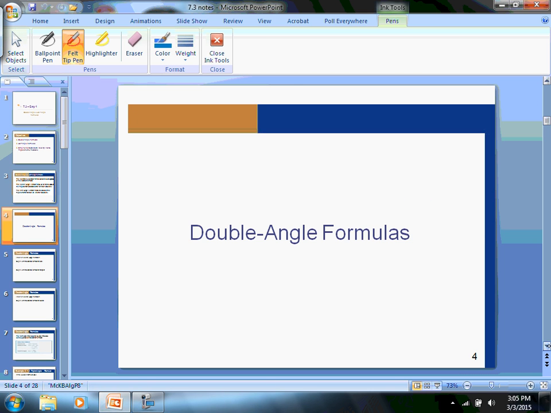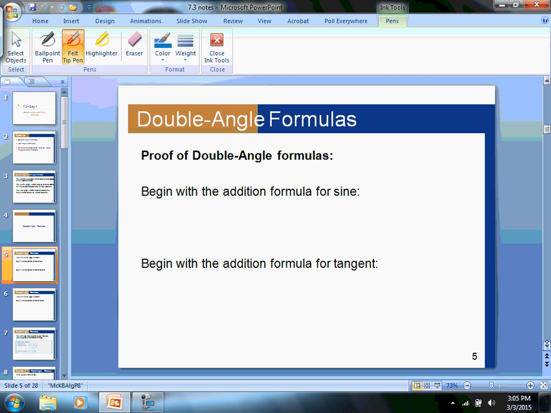So the double angle formulas, there's one for each function. There's one for sine and cosine and tangent. And they basically come from the addition formulas that we've been working with. So in order to get sine of 2x, that means we have sine of x plus x. 1x plus 1x is 2x.